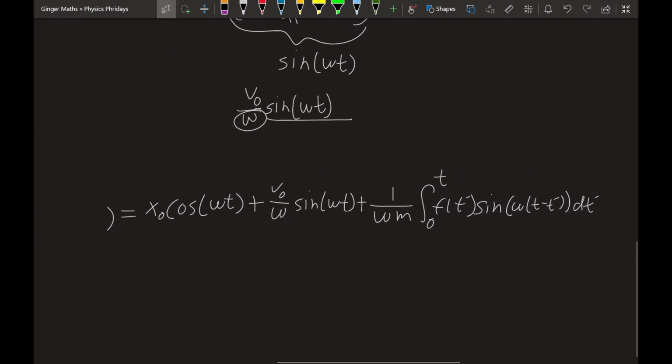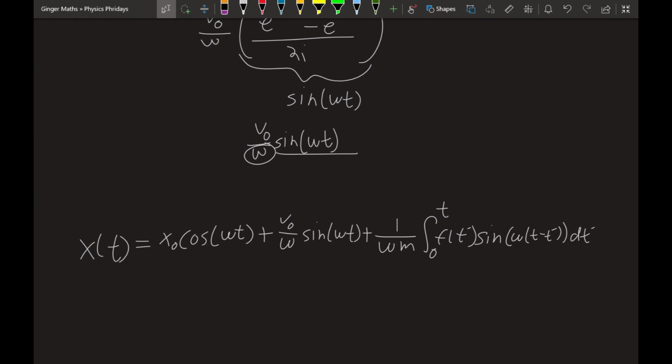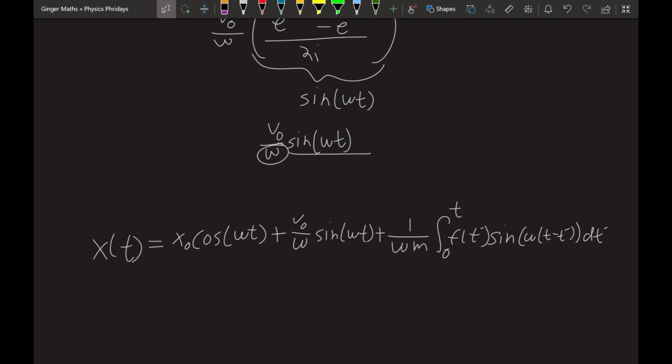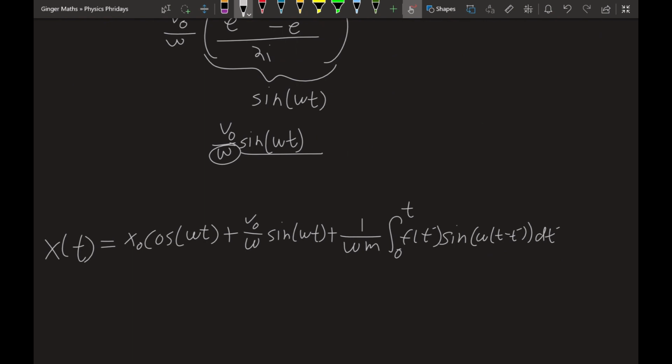So yes, this is our solution to the driven harmonic oscillator. And to fact check this, you can always plug in f of t equals 0, and you'll get this whole integral term equaling 0, leaving you just the normal harmonic oscillator solution.